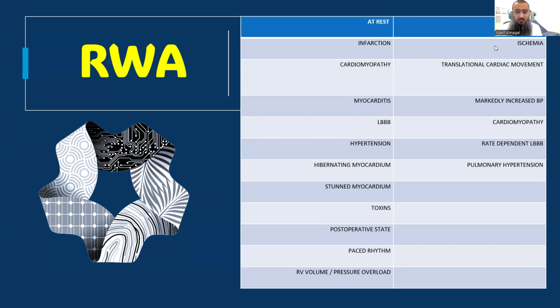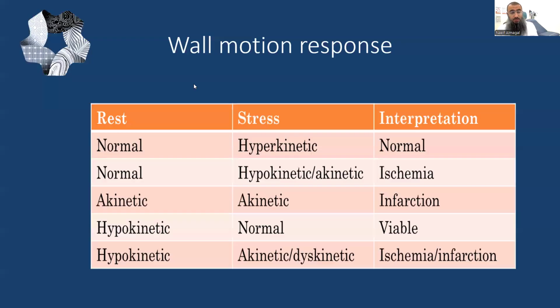infarction and ischemia, which have the same response at rest or stress. Cardiomyopathy, you will have it at rest, and transitional cardiac movement at the stress. In myocarditis, you will see markedly increased blood pressure, left bundle cardiomyopathy, rate-dependent left bundle, hypertension. All of these can present with regional wall abnormalities.